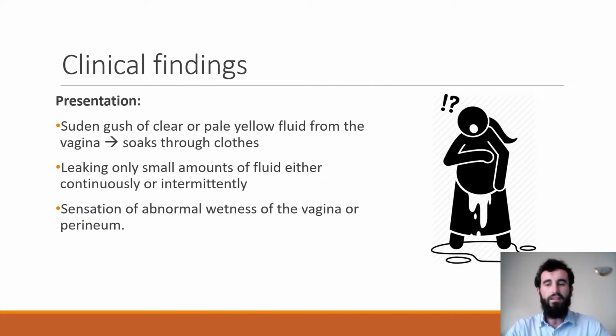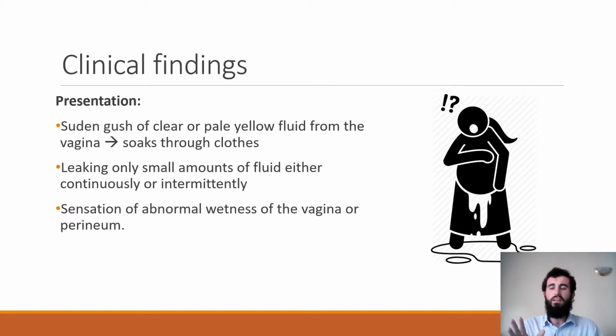So, which are the clinical findings about the rupture of membranes? In the majority of the cases, we will see that the pregnant woman comes telling us the history that they were in their houses, they were sleeping sometimes, and they suddenly present a gush of fluid from the vagina, more known as the water breaking, that also soaks through the clothes. So in that case, it is very easy to make the diagnosis. They will tell us also that it's like to pee, but they cannot control it.